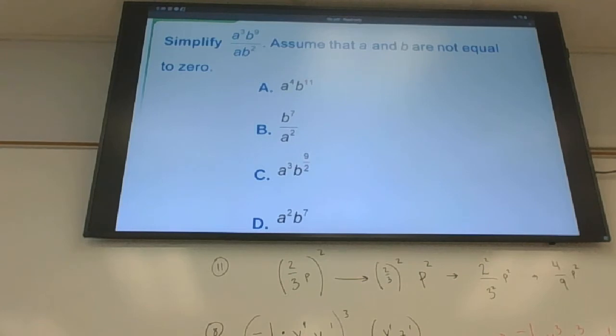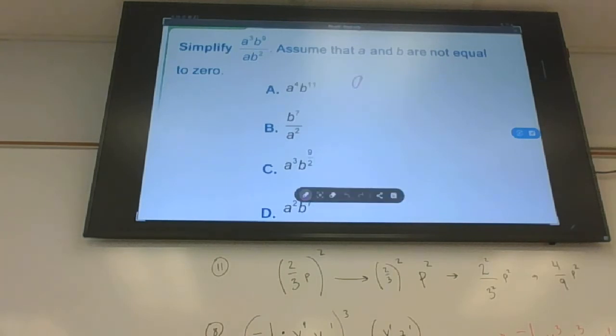Whatever letter did you guys end up with? A, B, C, or D? Well, nobody? Still B. Sure. Oh, D? Okay, let's take a look. So, this is a 1. There's a 1 on the A. So, I have 3 minus 1. 9 minus 2. A squared, B to the 7. Yeah, that's letter D. Maybe you can't see it very well because of that black.